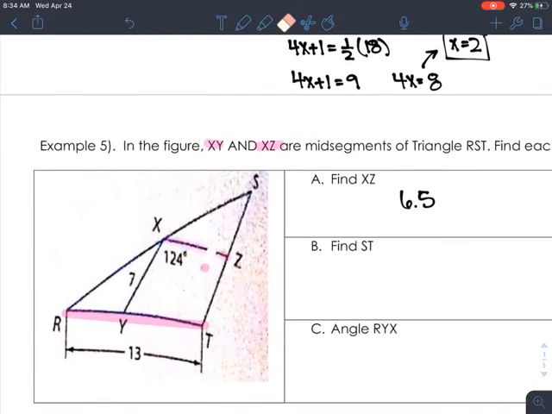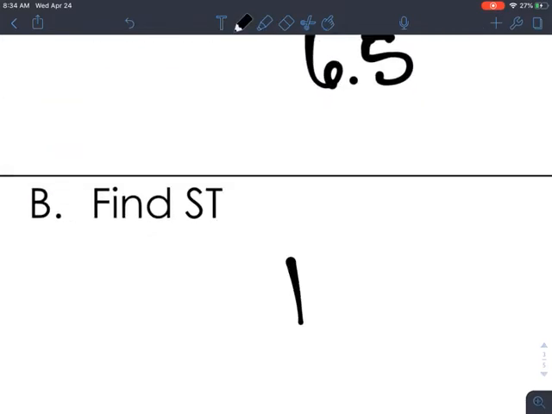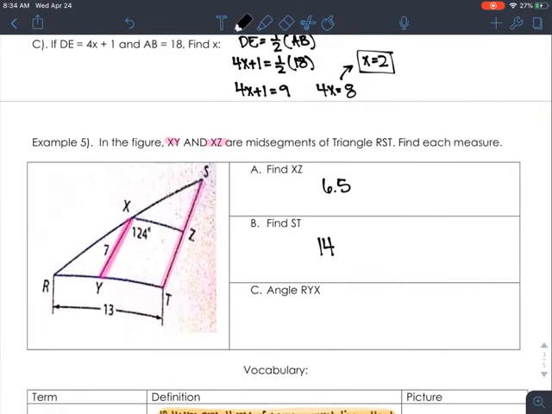Okay? Now, for the next one, we have to find ST, all right? And this is going to be based off of the mid-segment of XY. And we know that the mid-segment of XY has to be half of ST, so we have to double it to get the full length of ST, which means that ST has to be 14.